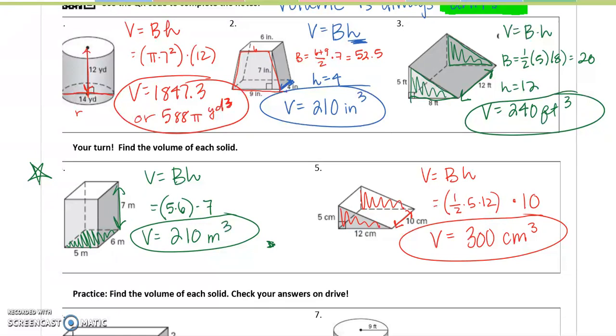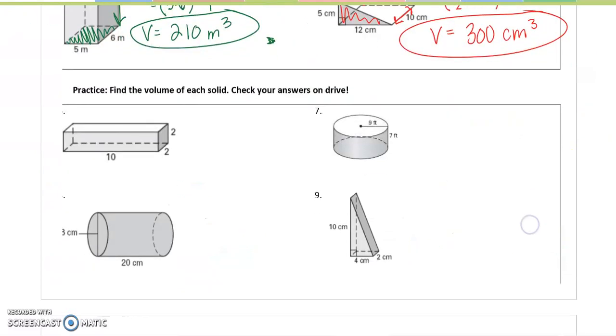All right, write down any questions you have. And then try numbers 6 through 9 and check your answers on Drive.